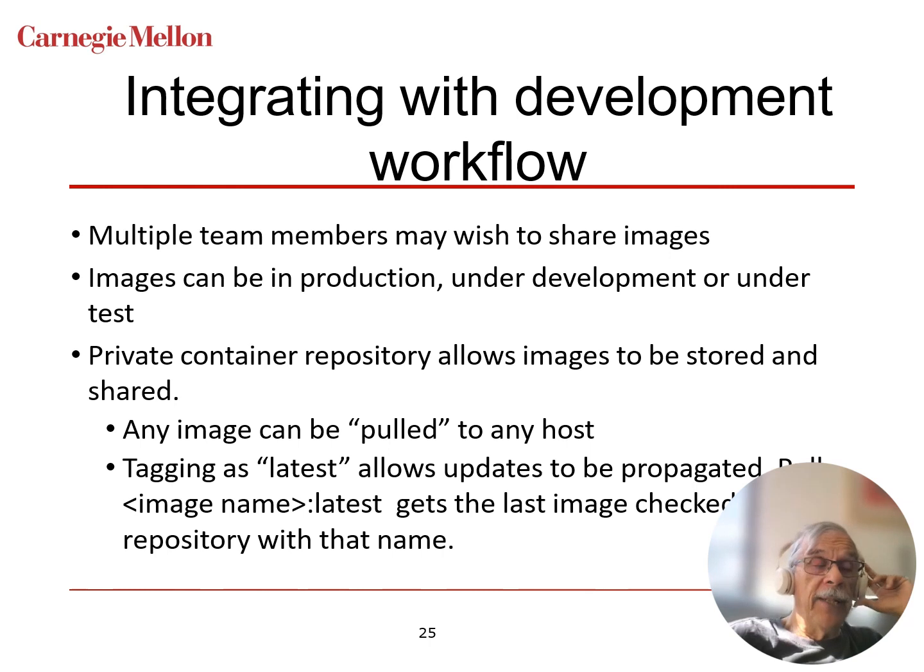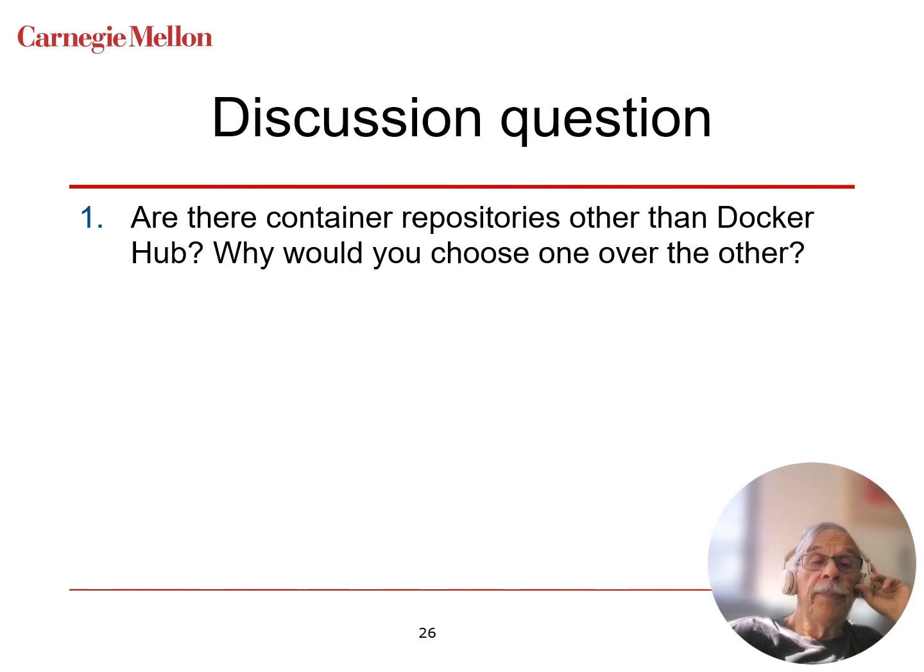So if you think about how the development workflow would go, one member of a team would develop an image, and then another member of the team, or another team, wanting to get the latest image could pull it. And so that image is now shareable in the same way that code is shareable through a version control system.